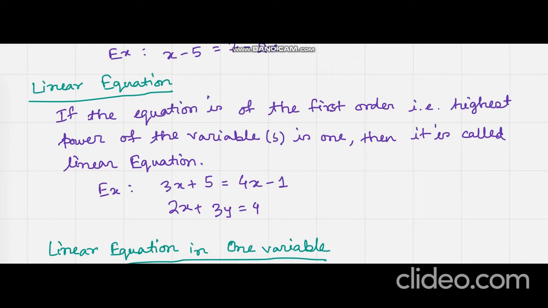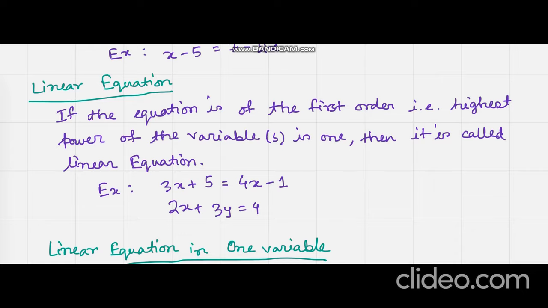If the expression is like x square minus 2 equal to 5, then that is not a linear equation, because in that case the power is more than 1. So be careful that in a linear equation the power should always be 1, whatever the variable.